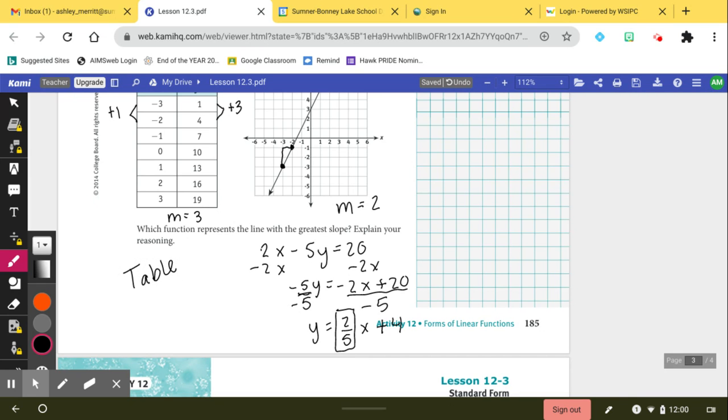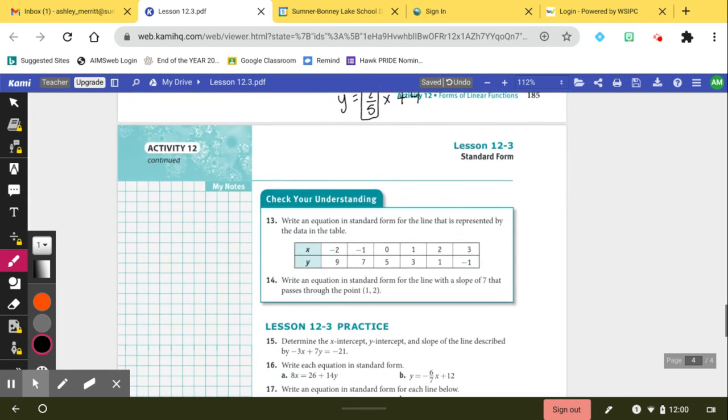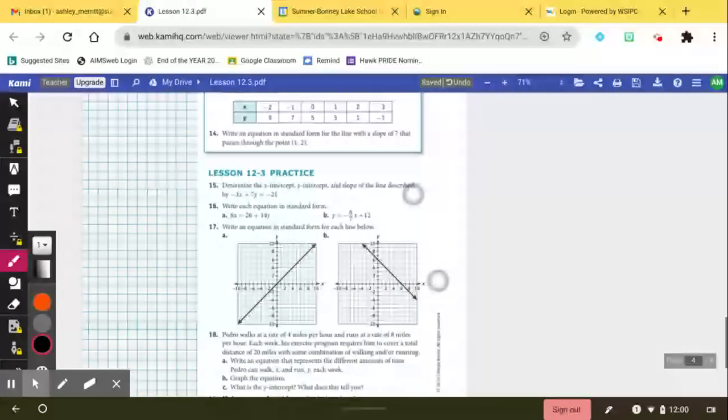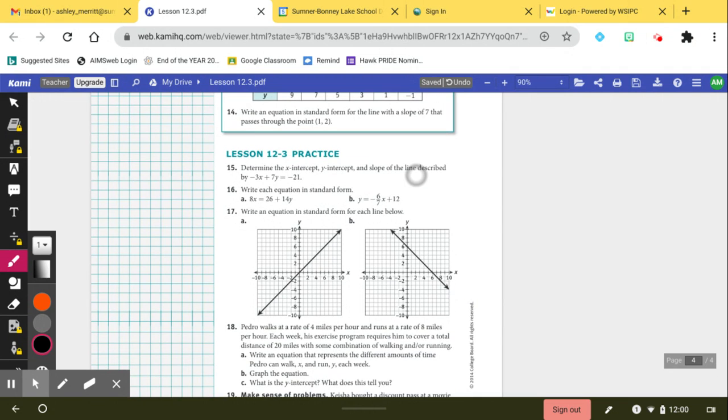The table. All right. And then we have our practice. If you have any questions, let me know and I will be able to answer that. Make sure that for 15 that you are finding the slope by getting it into slope-intercept form first. All right, let me know if you have any questions.